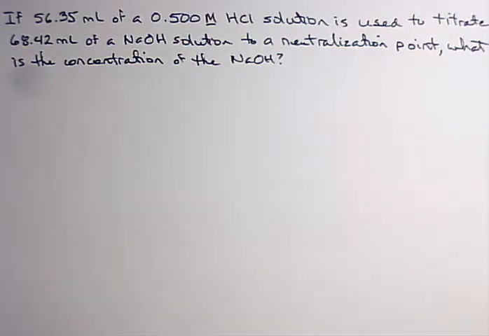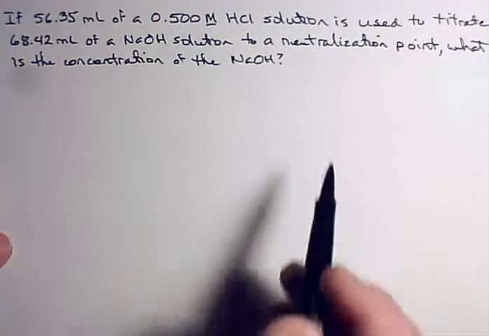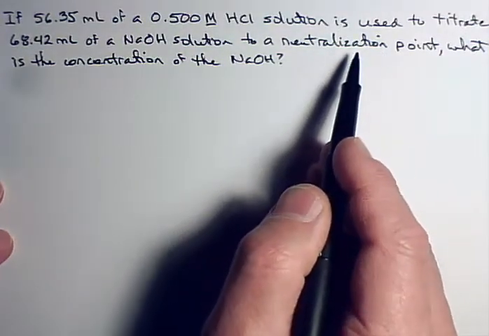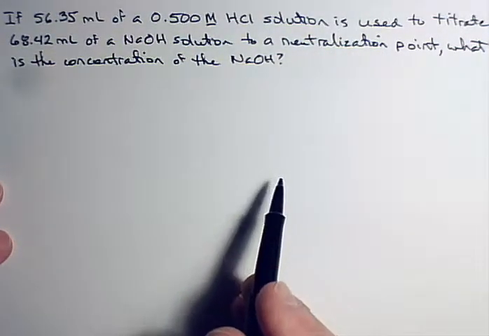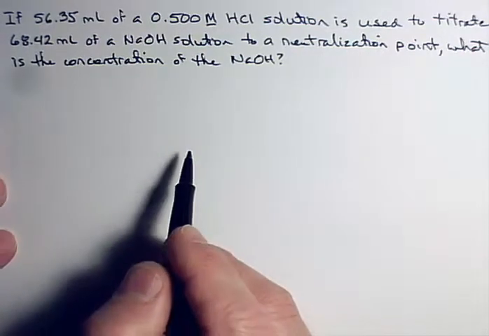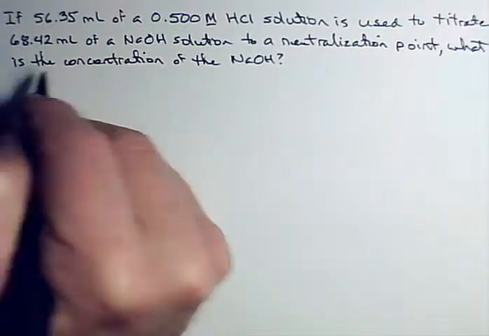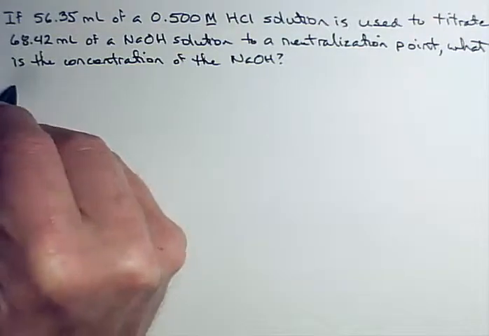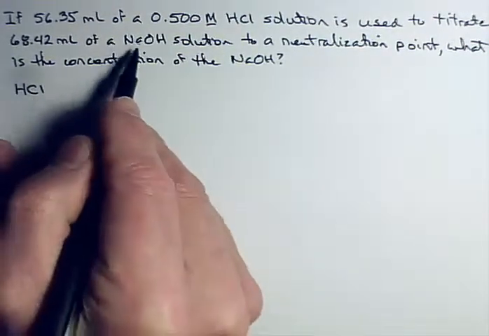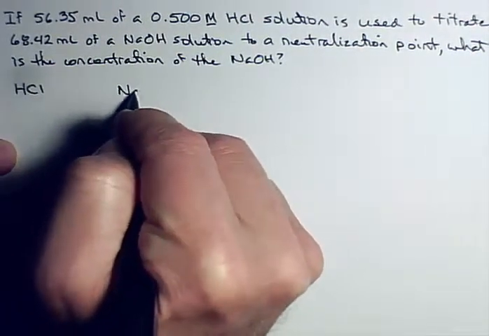And these two solutions have to react together in some measurable way, so you know when there's what's called an end point. A neutralization point, in the case of acids and bases, is an end point. And so it is stoichiometry, so we have to have a balanced equation. So we know we have HCl as one of our chemicals. We have NaOH, another of our chemicals.